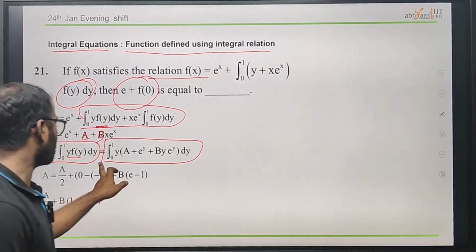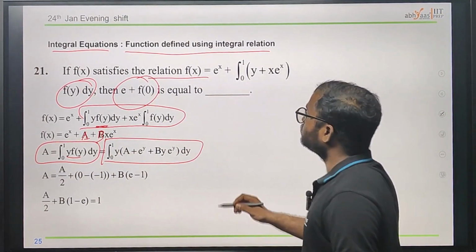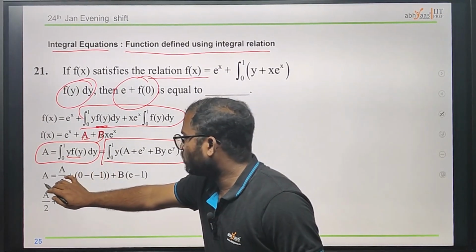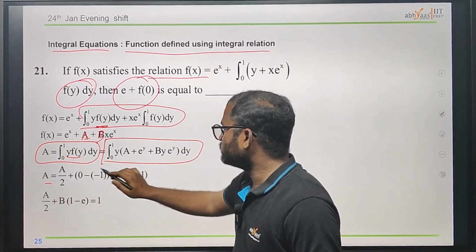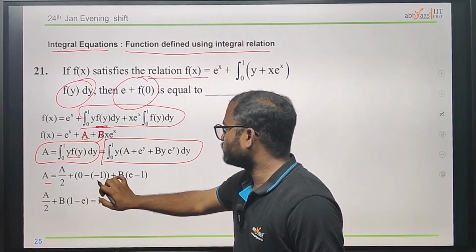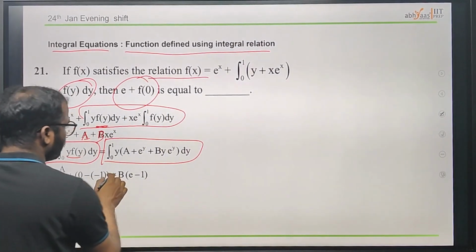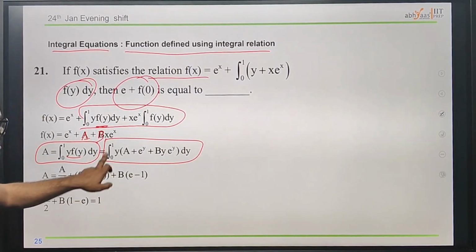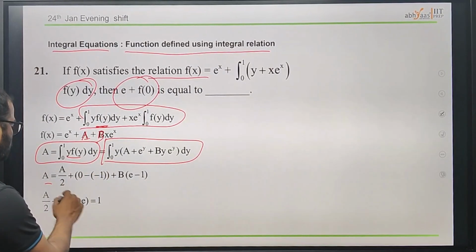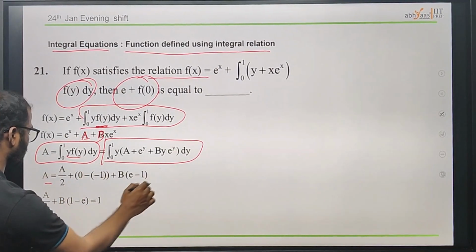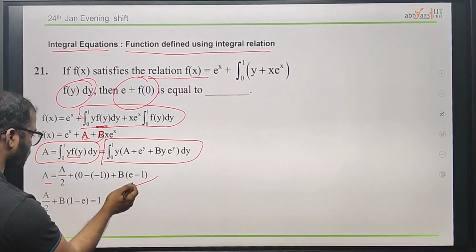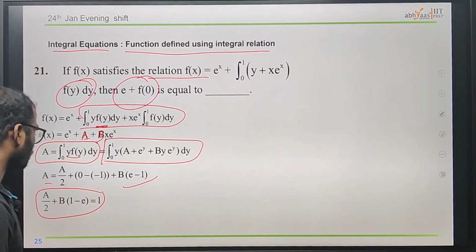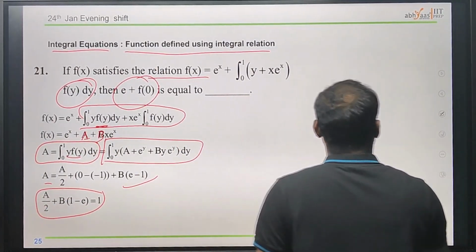Now ultimately do another thing from this one. Just a can be written as a/2. Then we differentiate with respect to y, after putting the 0 to 1 values in place of this one. After doing some simplifications we got a is equal to a/2 plus b of 1 minus e is equal to 1.